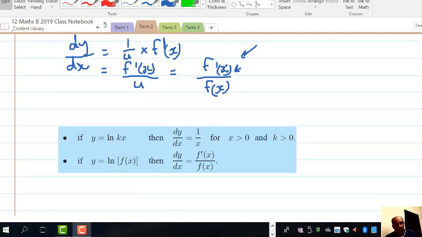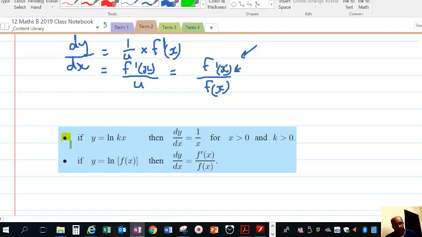Hence, to end the video, I'd just like you to note those last two results which build on the first one. So if you've got log of kx, k is a constant, it doesn't matter what the constant is, whether it's 1 or something else, you end up with 1 on x when you take the derivative. And if you have y equals log of a function of x, the derivative is the derivative of the inner function divided by the inner function. Okay, two significant results. Yay!